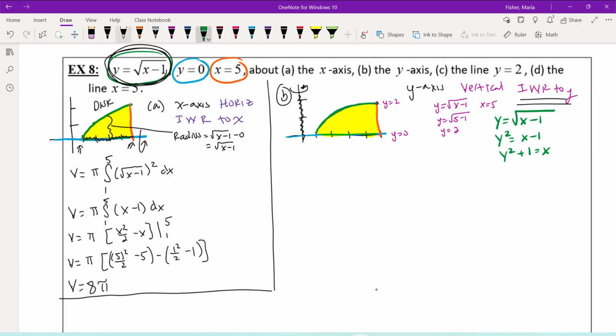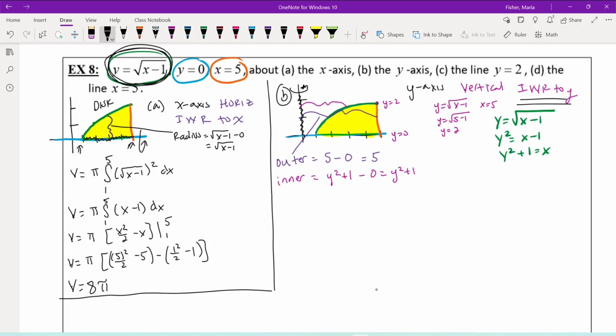So the furthest I am away from the axis of rotation for that outer radius is all the way to the orange line. So that outer radius is going to be orange, which is 5, minus the y-axis, which is 0, or just 5. The inner radius is going to be the green, which is y squared plus 1, minus the y-axis, which is 0, or just y squared plus 1.